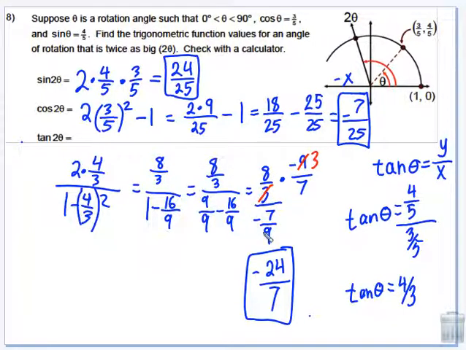We have a fraction over a fraction, so we need to multiply by the reciprocal. Your 3 is going to cancel out. The 9 gets reduced to 3, so we have 8 times 3, but don't forget the negative sign here. So 8 times negative 3 gives us negative 24 divided by 7. And this is your double angle ratio for tangent.